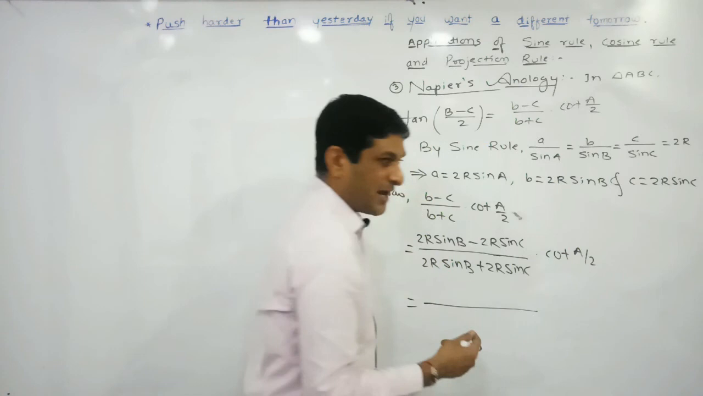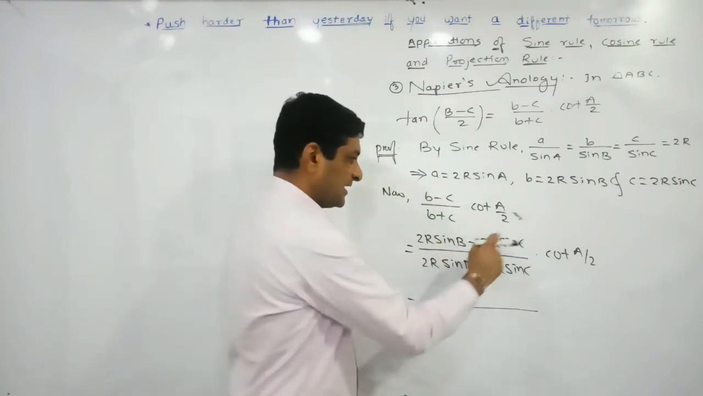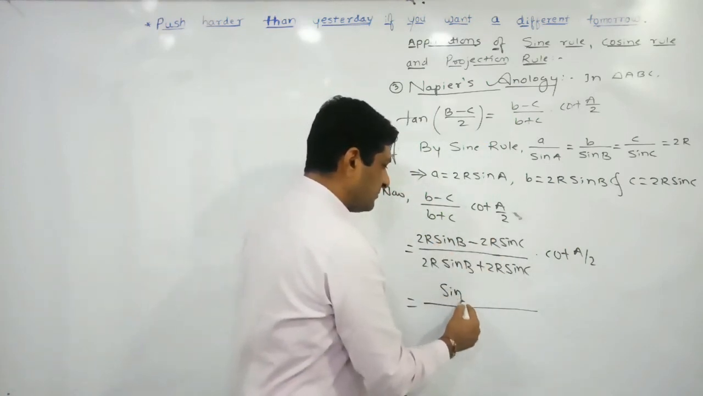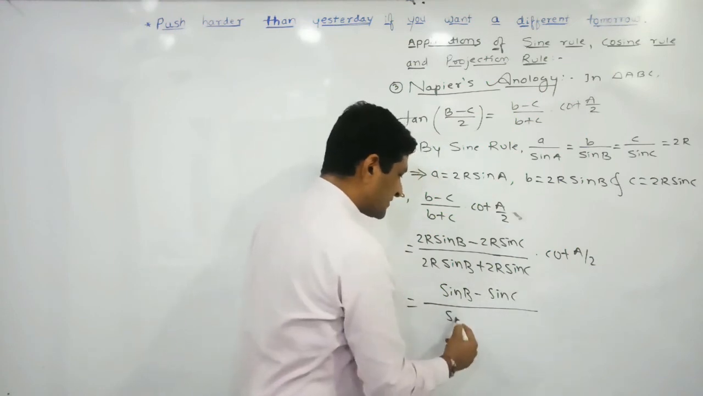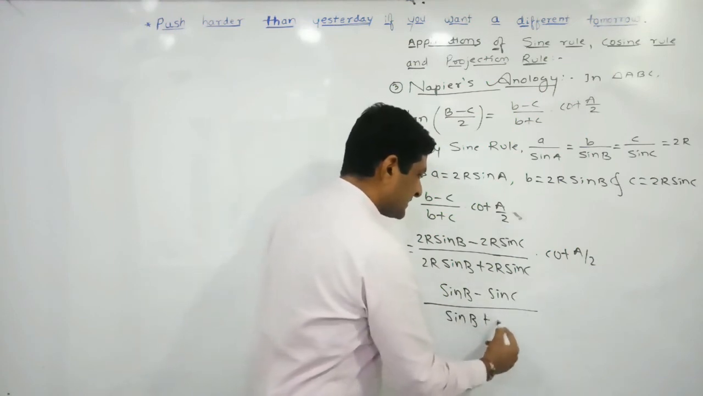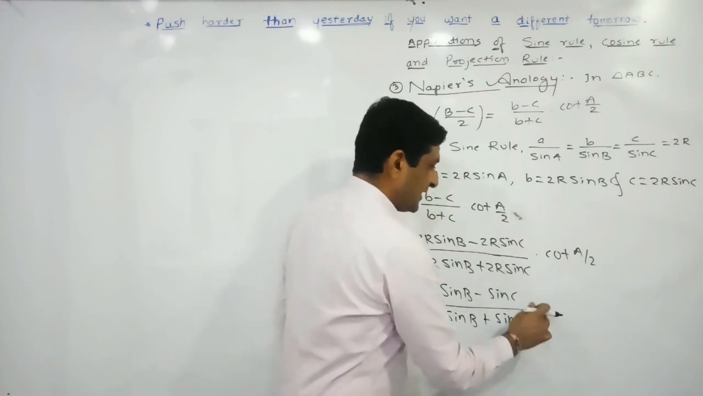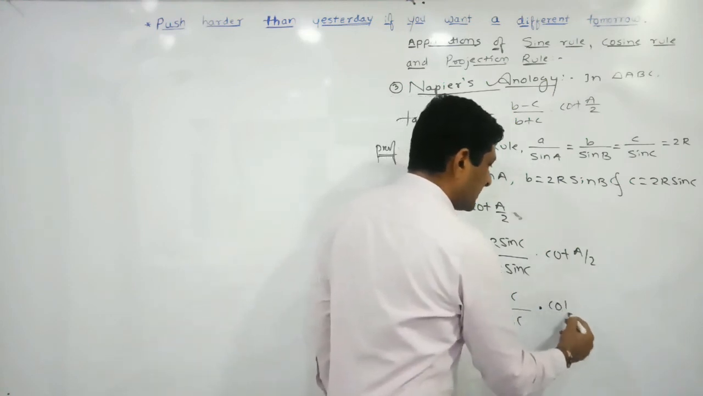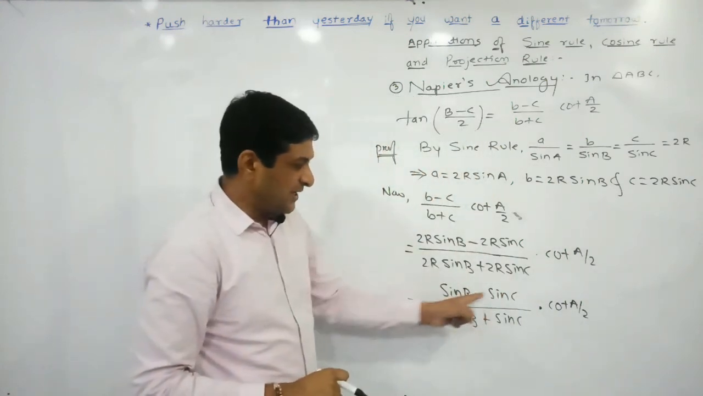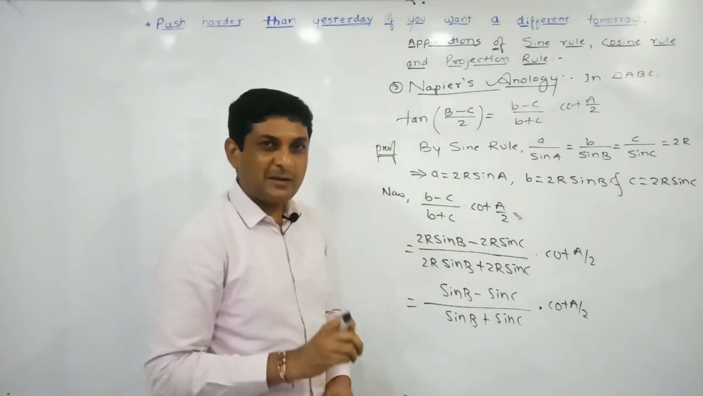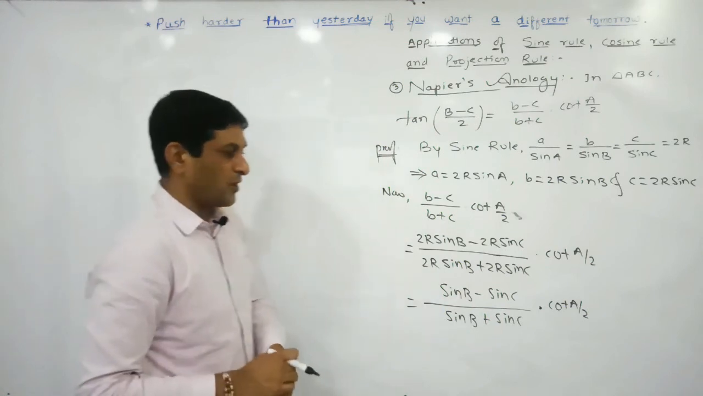After cancelling 2R from numerator and denominator, the remaining terms are sin B minus sin C in the numerator, and in the denominator sin B plus sin C, into cot A by 2, keep it as it is. Now in the numerator and denominator we are able to apply the factorization formula.